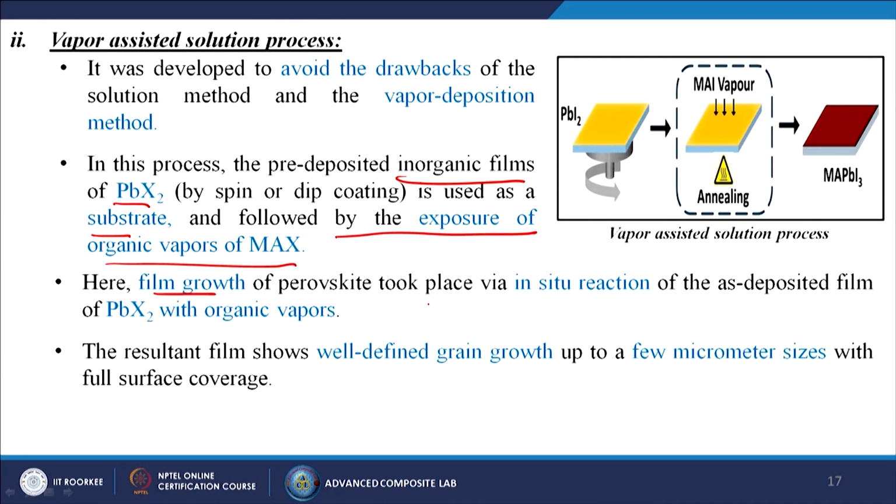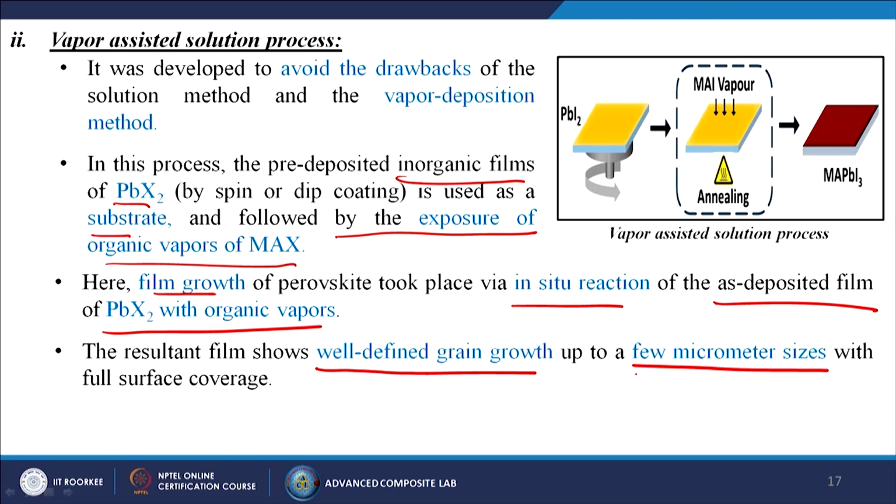So, here film growth of perovskite took place in the reaction of the as-deposited film of PbX2 with organic vapors. The resultant film shows well defined grain growth up to a few micrometer sizes with full surface coverage. So, what are the advantages of using these perovskite materials for making solar cells?